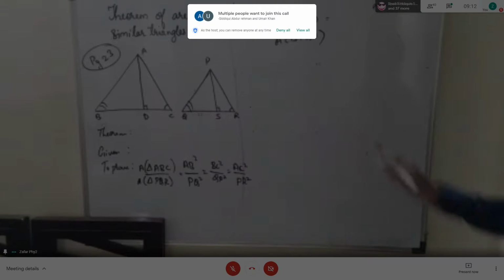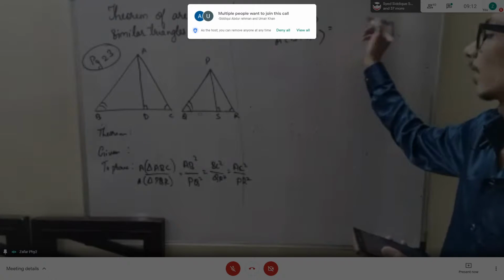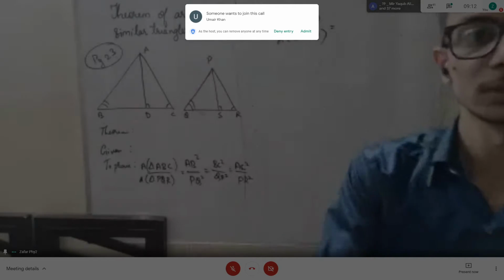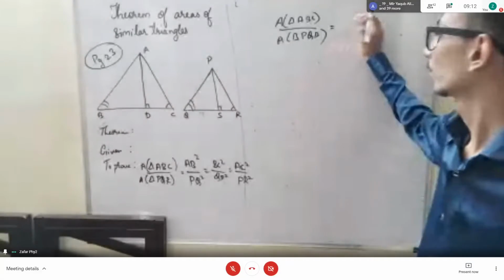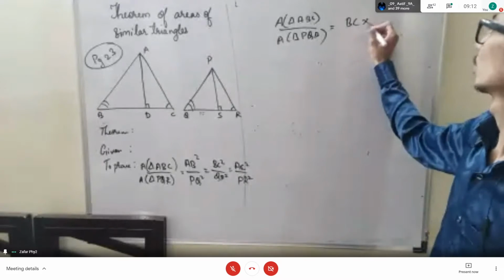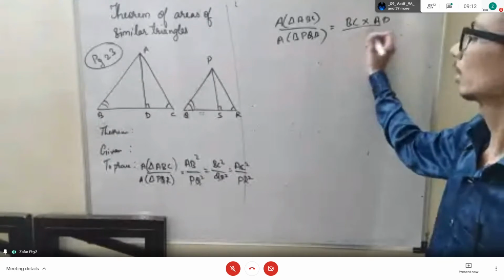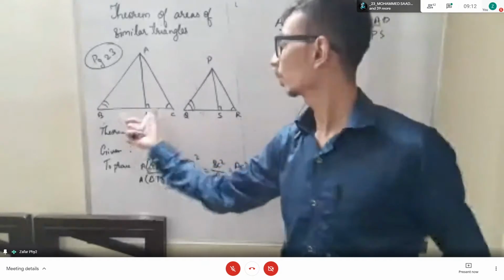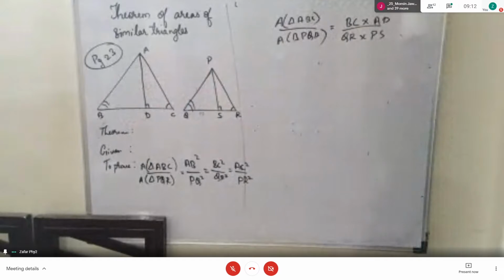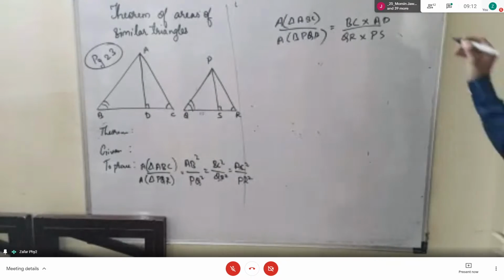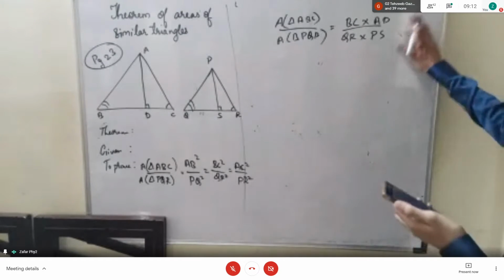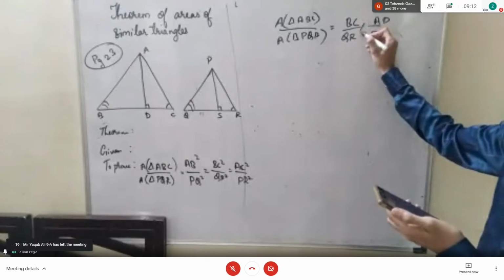Okay, so product of their bases and corresponding heights, right? So tell me, what should I write? BC into AD upon QR into PS. Very good. BC into AD upon QR into PS. Corresponding bases and heights, product. This we have got, and they have called this equation 1. Now it is written opened up like this.